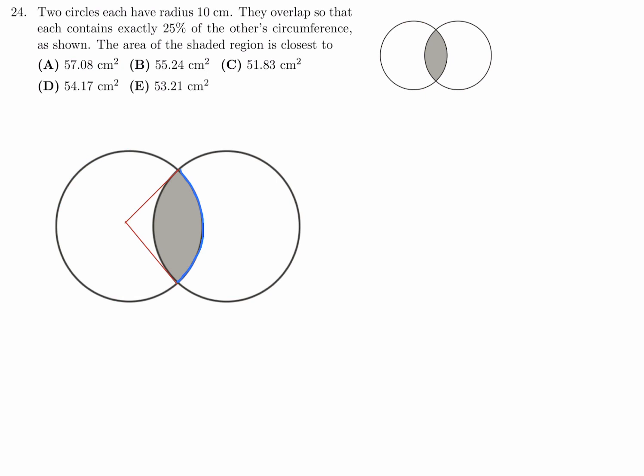What that basically means, the interpretation of that, is that this angle is 25% of the total angle. Now the total angle all the way around is what? 360, right?